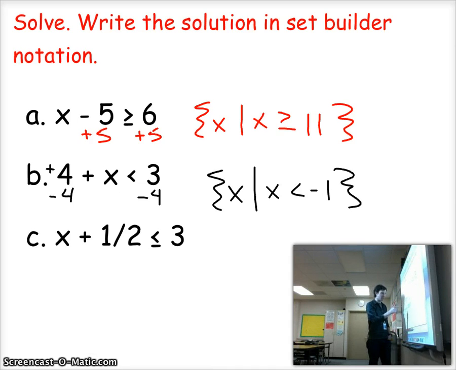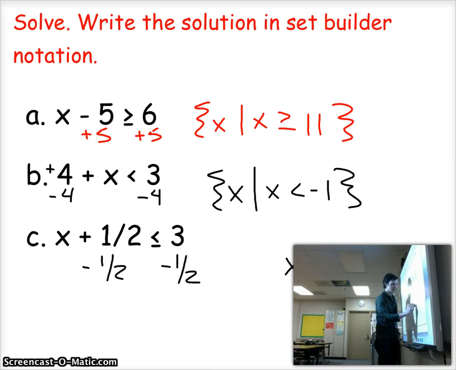Final one here, I have x plus 1/2, so I can subtract 1/2 to undo that positive 1/2. So I'm left with x is less than or equal to 3 minus 1/2, which is 2 and 1/2. And then again, put it into set builder notation, I have x in front, and the curly brackets on the side.